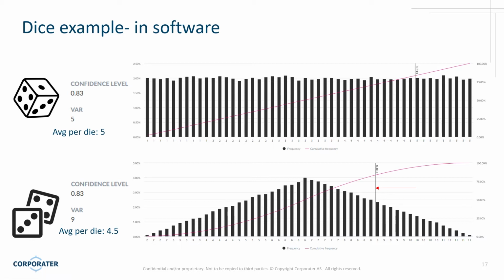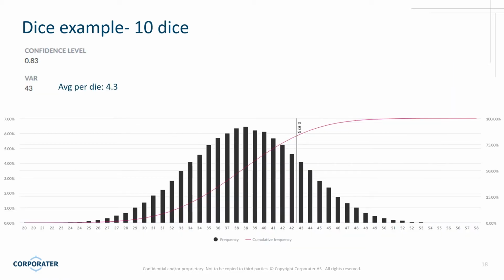And since we have software, we can start to make things a little more interesting. Here's our example with 1 die. Here's with 2 dice. But we can take it up a notch. We can make it 10 dice and see what happens. So with 10 dice, you can see our value at risk is 43. I'm still using that same confidence level, 83%. And if you remember, when we started with 1 die, a 5 was our value at 83% certainty. 2 dice brought it to a 9, which, if you divide it by 2, is like 4.5 average per die. Now, for 10 dice, the average is about 4.3 per die.